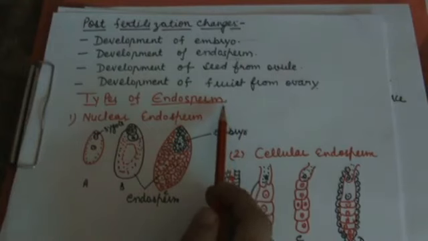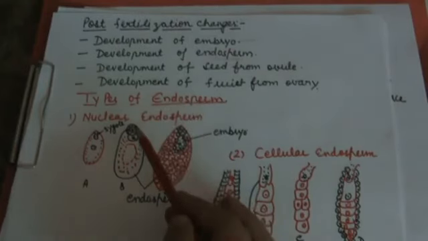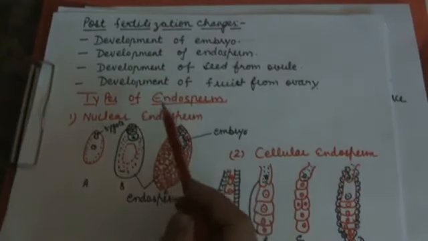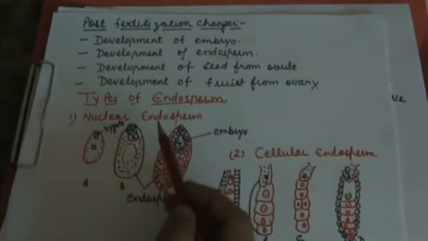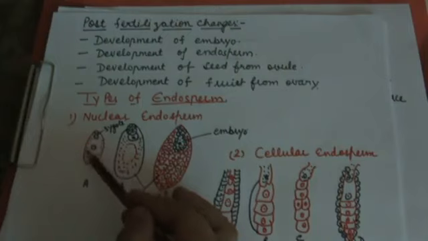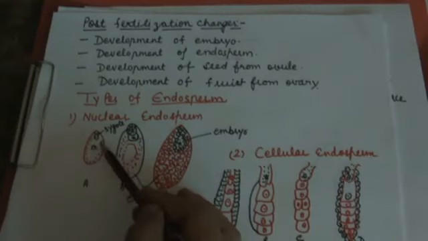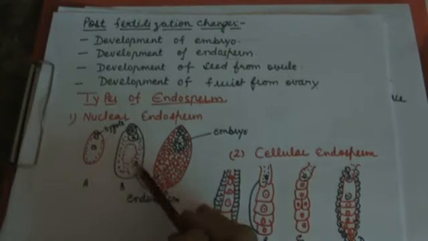Now, based on the first and the subsequent divisions, endosperm is of 3 types. First is nuclear endosperm. In the nuclear type of endosperm development, the primary endosperm nucleus divides by repeated mitotic divisions. These nuclei divide by free mitotic divisions without the formation of a wall. It results in the formation of a large number of free nuclei in the central cell of the embryo sac.